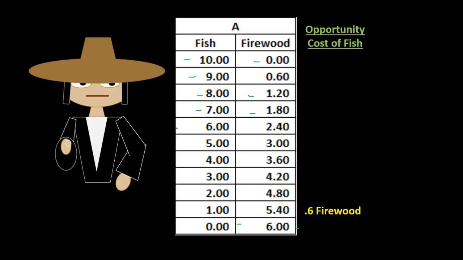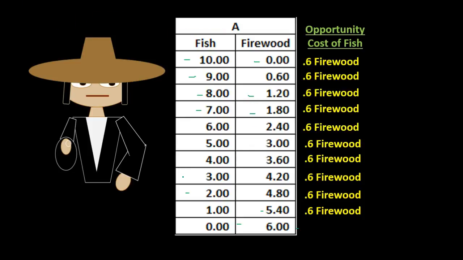What is the opportunity cost for 1 unit of fish? Well, if we go from 0 fish to 1 fish, we went from 6 firewood down to 5.4 firewood, or it's 0.6 units of firewood. So if we go 1 more unit, we want 2 fish, then we have to give up another 0.6. Notice we're talking about the marginal cost here in this case, meaning we're going from this unit to this unit. We're always making decisions on the margin. Each new unit of fish costing us 0.6 in firewood, and so on and so forth.